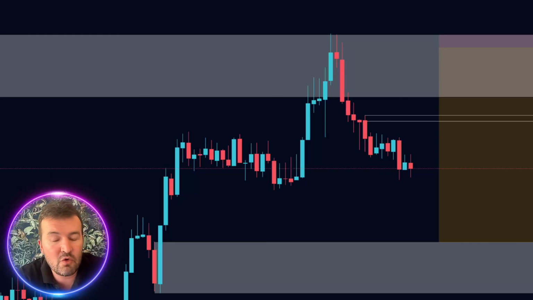Now, whether or not all my theories around the liquidity side of things and how and why the order blocks are formed, whether or not it's all 100% accurate, it doesn't really matter to me because it fits the narrative and it works. So if you follow the same format as I do, you're going to be able to trade order blocks as well as I do.